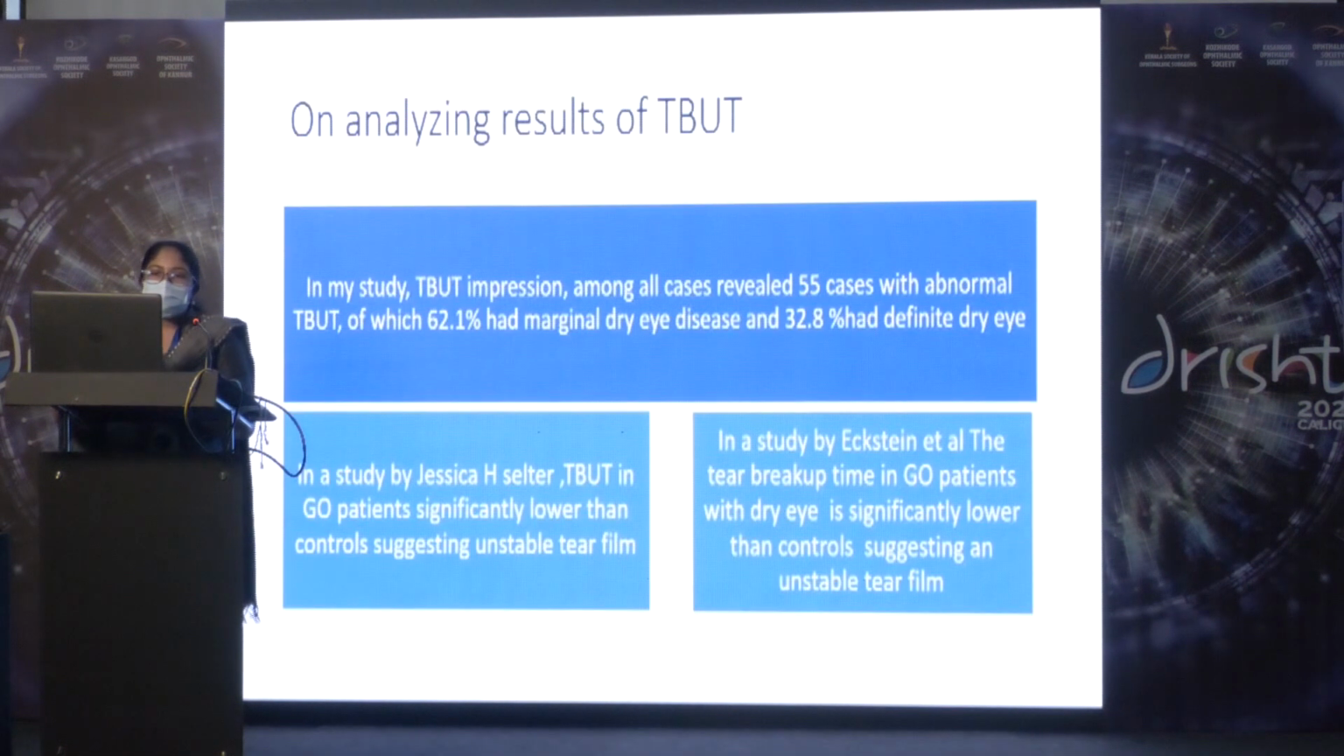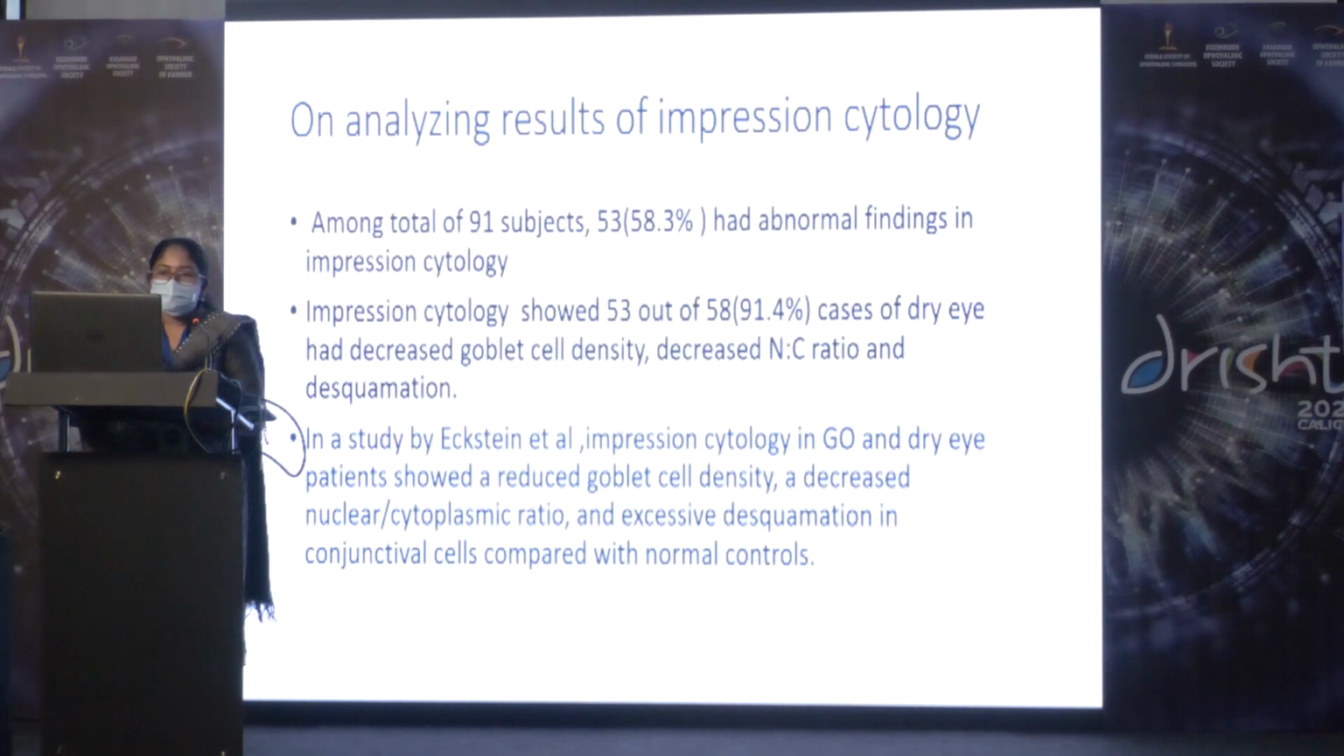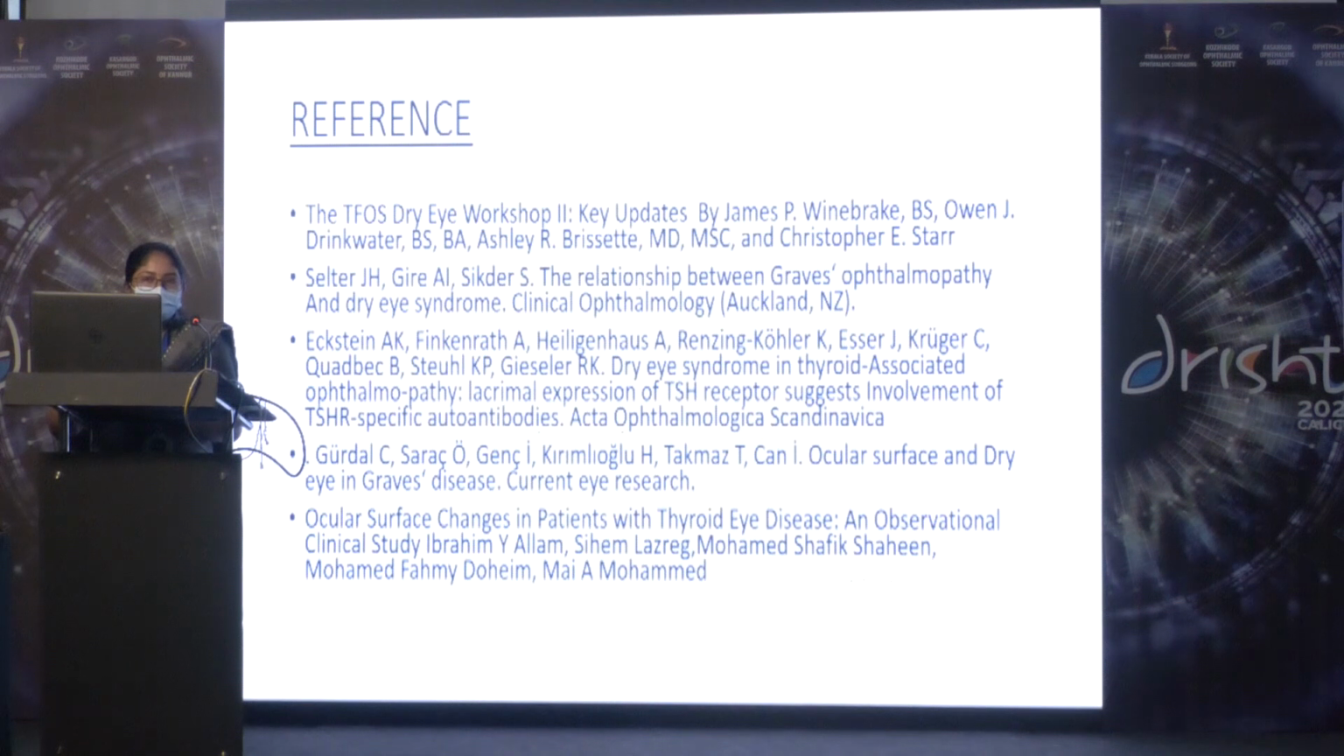On analyzing the results of TBUT, among all cases, it revealed 55 cases with abnormal TBUT, of which 62.1% had marginal dry eye disease and 32.8% had definitive dry eye. In the study by Jessica Seltzer and Eckstein et al., similar results were obtained. On analyzing the results of impression cytology, among 91 subjects, 53 had abnormal findings. In the study by Eckstein et al., impression cytology in Graves' ophthalmopathy and dry eye patients showed reduced goblet cell density, reduced nucleocytoplasmic ratio, and excessive desquamation in conjunctival cells compared to normal controls. My references are these.